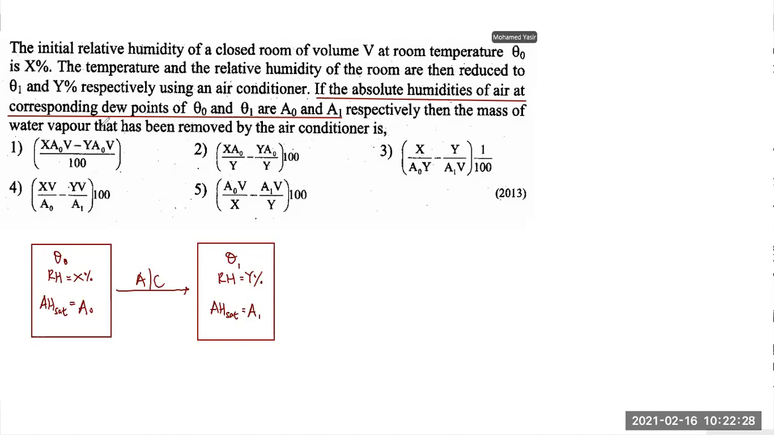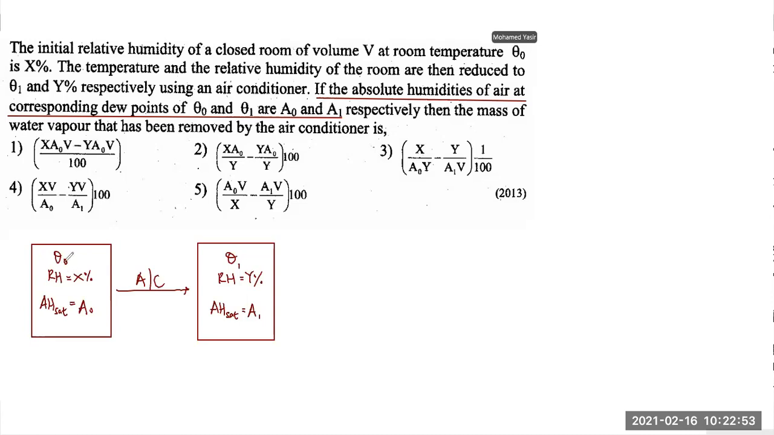Respectively, then the mass of water vapor that has been removed by the air conditioner is. How much mass is removed? If you have seen an air-conditioned room, outside there will be a gadget from which water droplets fall out. Those are the water droplets removed from the air inside the room. So we have to find the mass of water vapor.